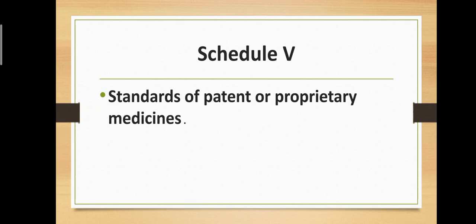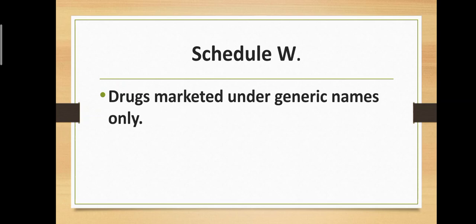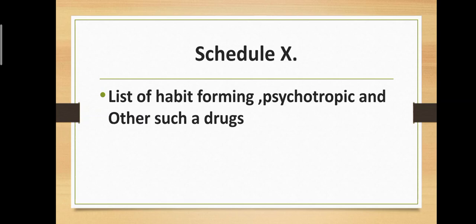Schedule V: standards of patent or proprietary medicines. Schedule W: drugs marketed under generic names only. Schedule X: list of habit forming, psychotropic and other such drugs or narcotic drugs that come under Schedule X. X means list of habit forming, psychotropic and other such drugs.